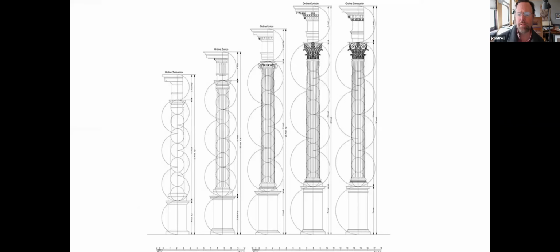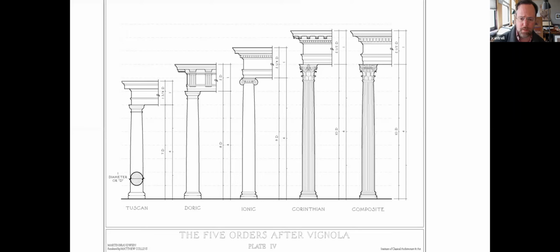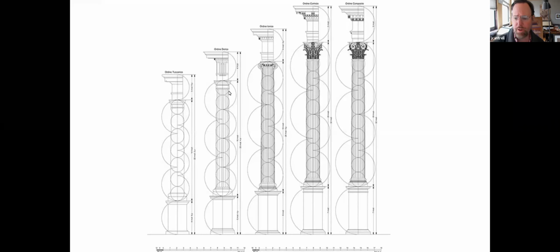What I mentioned last time, and I won't go into all the details again, is that pretty much all the orders are based off the diameter of the columns. These curves and circles show that each column has its own height dimension based on how many diameters the column has. So the Tuscan columnar order is 7 diameters tall to determine the height. Doric has 8, Ionic has 9, and Corinthian and composite have 10 diameters. That's what this chart is showing you.